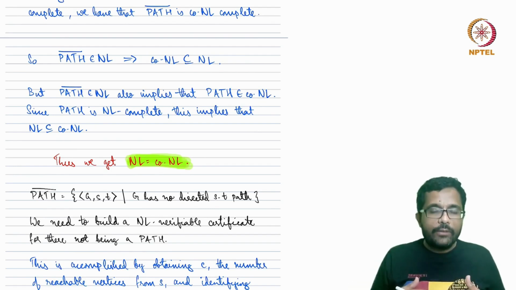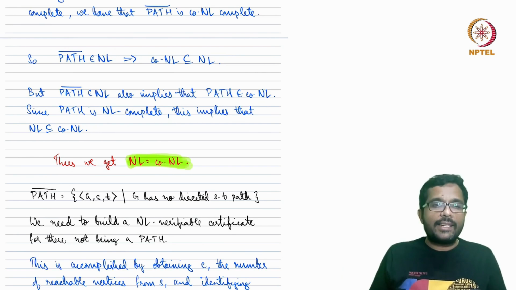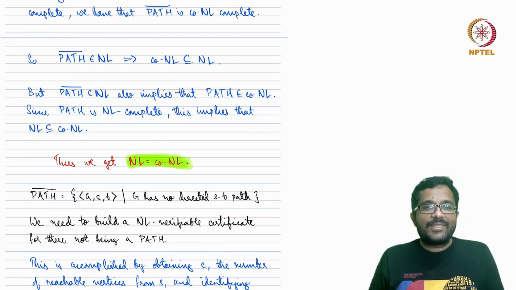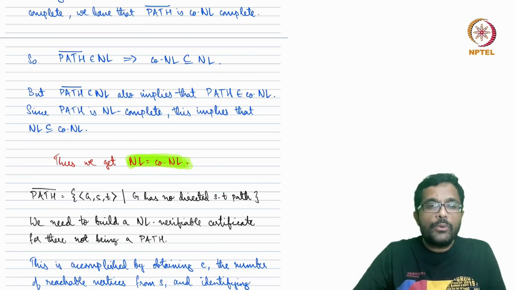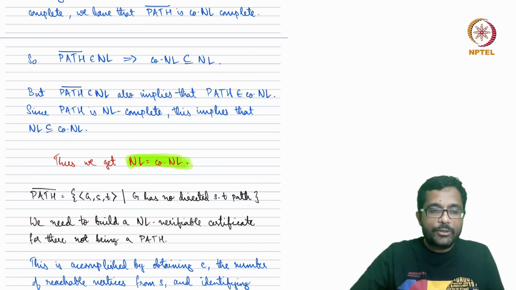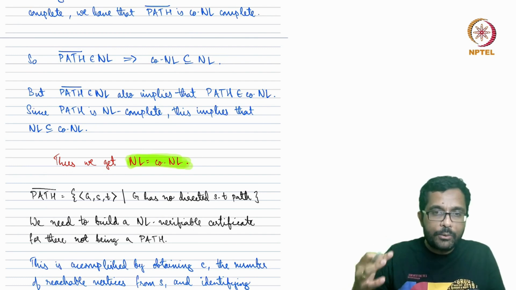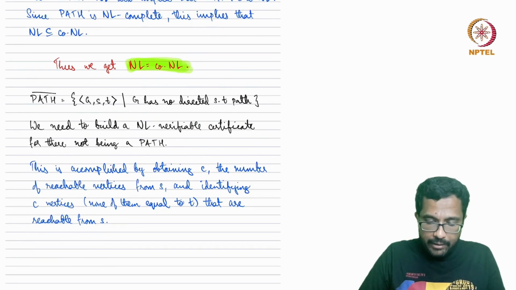Now you have to verify something is not there, the non-existence of a path. How do you verify that there is no path from S to T? You cannot guess a non-path, because there could be another sequence of vertices which is an actual path. So this is the tricky part. How do you guess something and verify something which actually amounts to a proof that there is no path from S to T? That happens to be the tricky part.